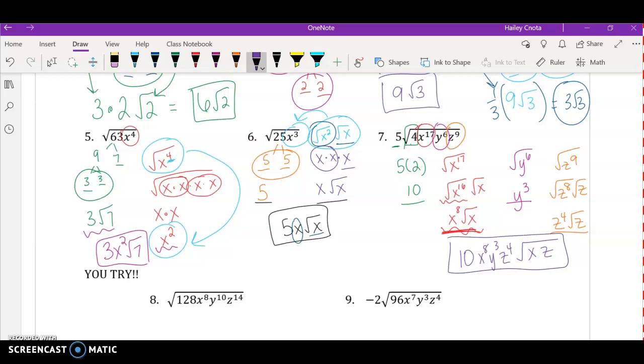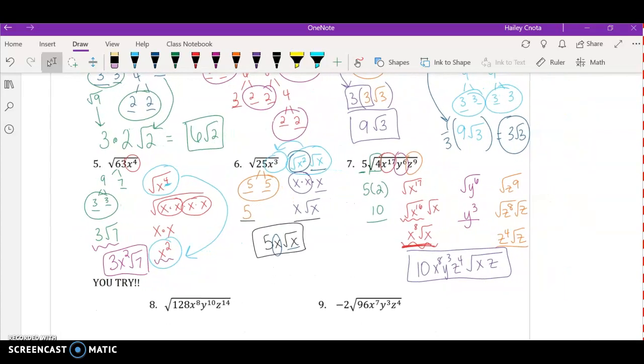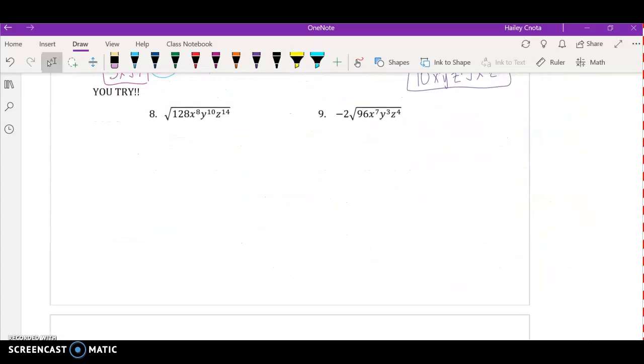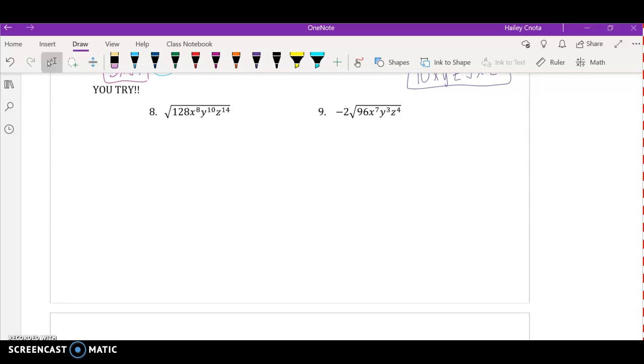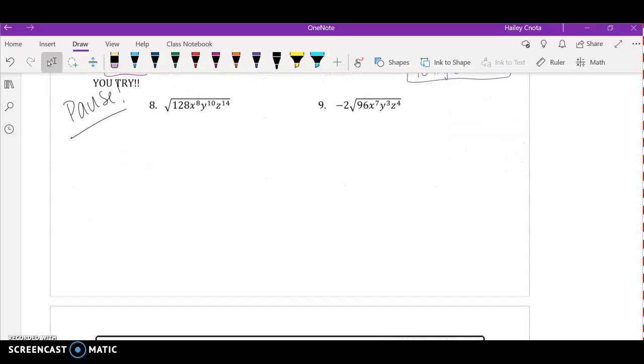Okay. At this point, I encourage you to pause the video and try these two out before you continue. And then I'm going to go through these pretty fast so that you can check your work when you're done. So go ahead and pause the video and try these really quick. All right, so hopefully at this point you have looked at it a little bit on your own. So now I'm going to break these down and show you the answers.